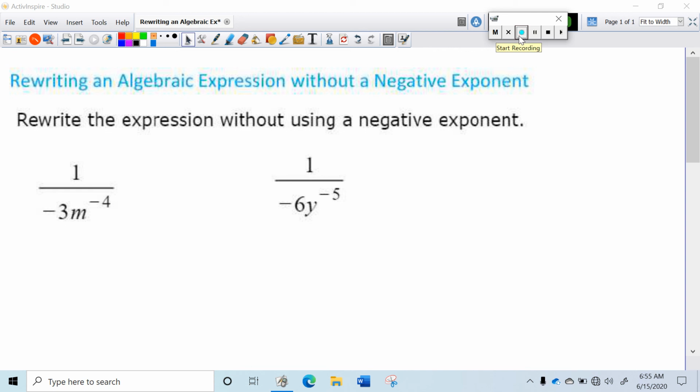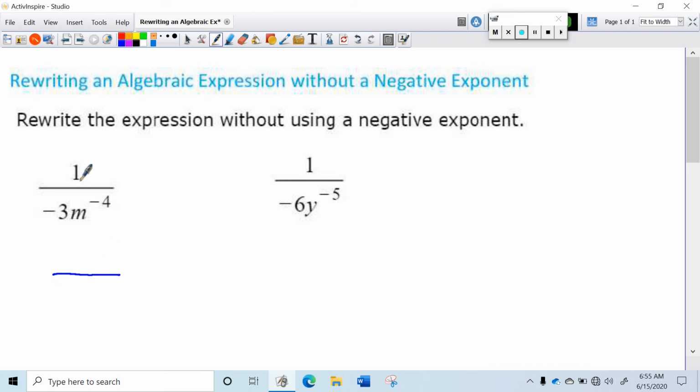Rewrite the expression without using a negative exponent. In other words, I'm going to get rid of the negative exponent. So anything with a negative exponent moves. If it's on the top, it moves to the bottom, and if it's on the bottom, it moves to the top. Everything else stays exactly where it's at.